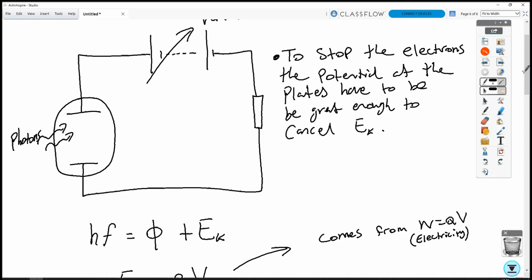Now, if that voltage is adjusted to the point where it stops those electrons from moving off that plate, the kinetic energy that the electrons would have had becomes equal to the work done, QV. Then the kinetic energies are cancelled because that's where the work goes into instead, doing work against that field. And that then gives you your stopping potential, the potential difference you need to stop those electrons.